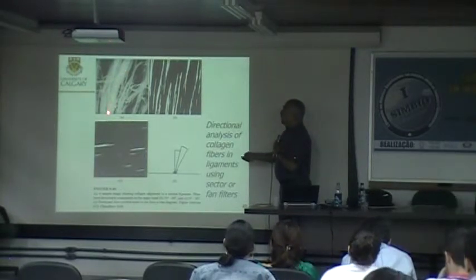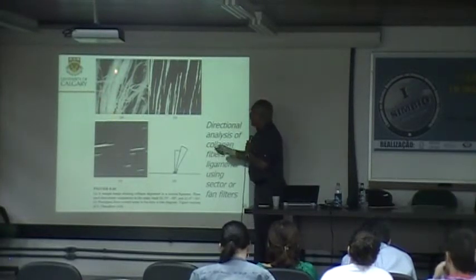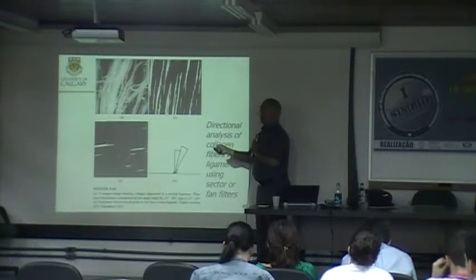In a normal ligament, there are collagen fibers, like strands of fiber in a rope. The ligament axis is like this. This is a very small part of a ligament.